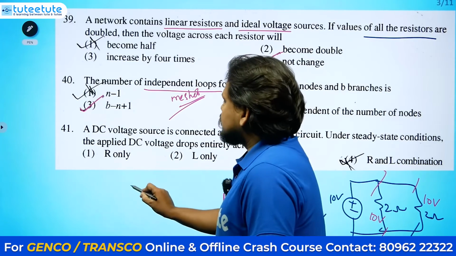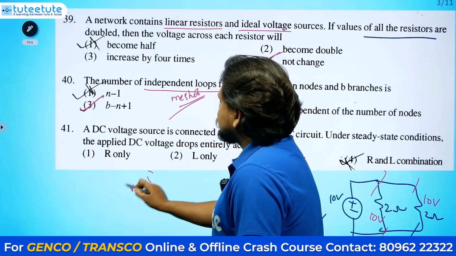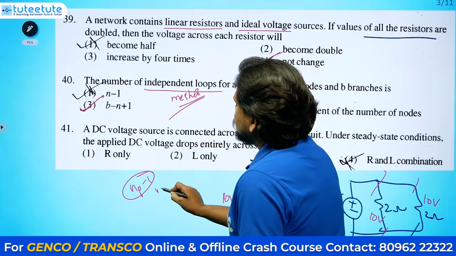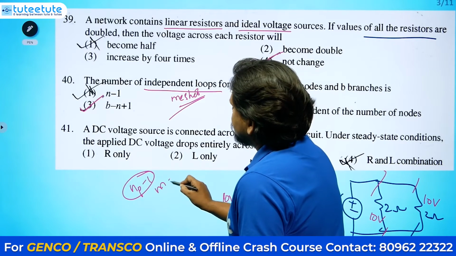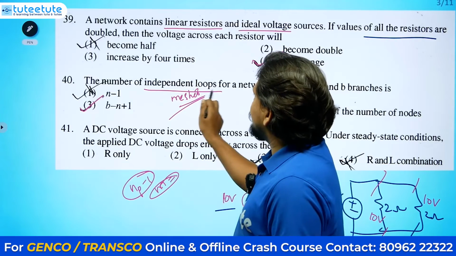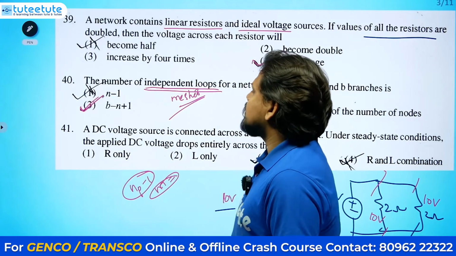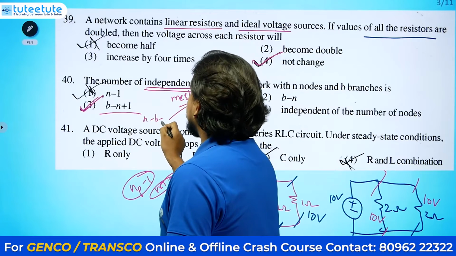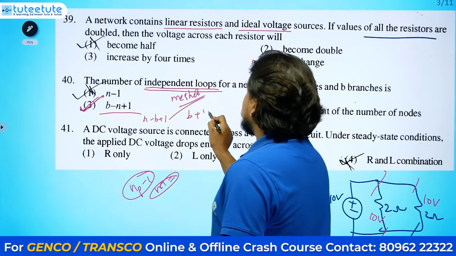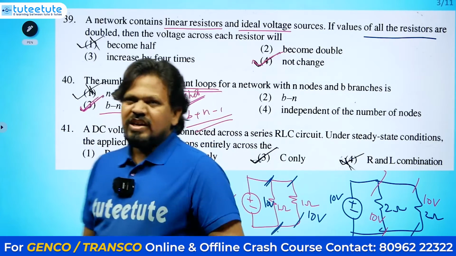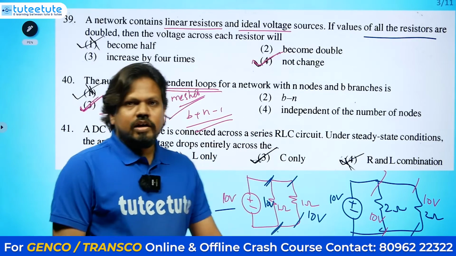Nodal analysis: you need to write n minus 1 equations. Using mesh analysis, you have to write as many equations as there are meshes. The number of meshes means the number of independent loops, which is b minus n plus 1. Sometimes they may confuse you with options like n minus b plus 1 or b plus n minus 1, so many variations. You should not get confused. Here the options are not like that, so you can directly get the answer.